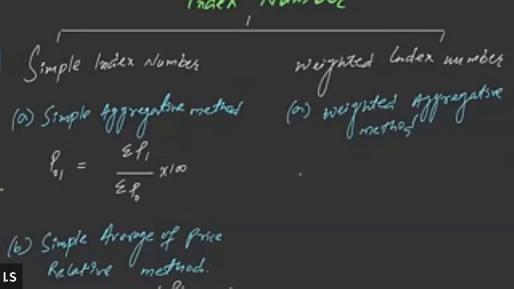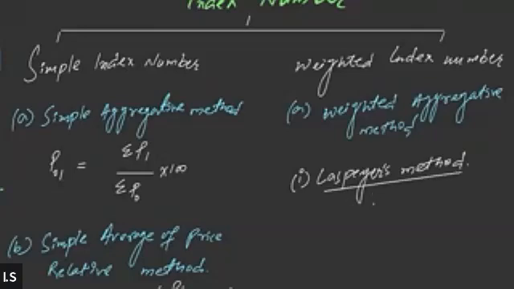So see, the weighted aggregative method has three formulas, and all these formulas were given by different statisticians, different economists. The first formula to calculate the weighted index number under the weighted aggregative method was given by Laspeyres. The formula that Laspeyres has given is called Laspeyres' method. And what is the formula?